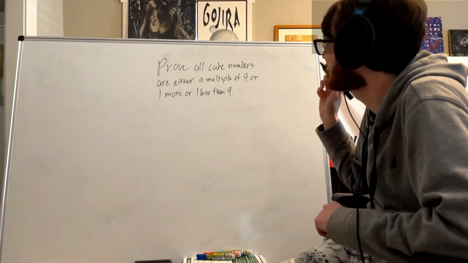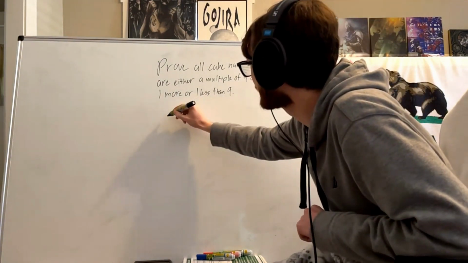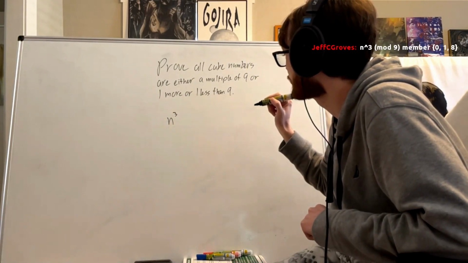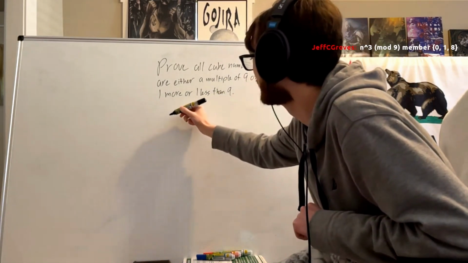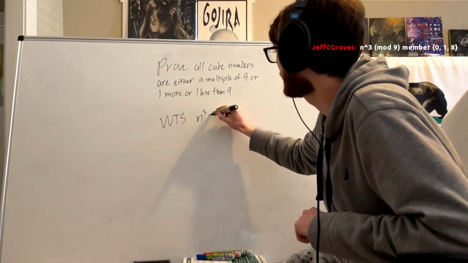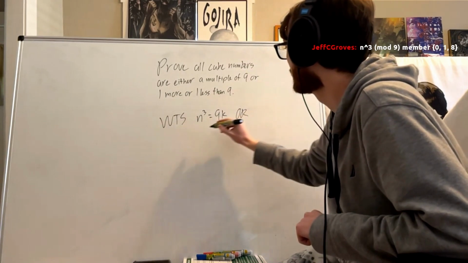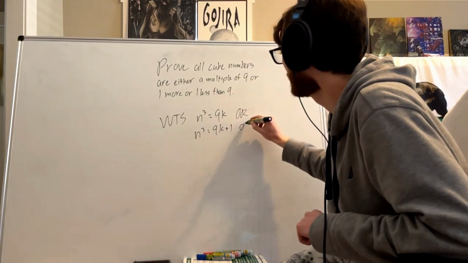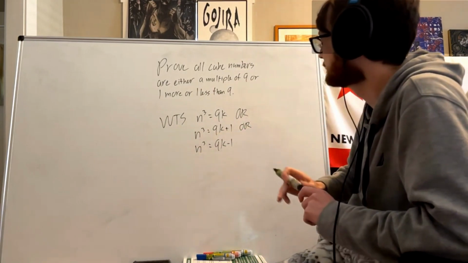Okay, so I guess we would take our cube number as, let's just say, n cubed, and we would want to show that n cubed is equal to 9k, or n cubed is equal to 9k plus 1, or n cubed is equal to 9k minus 1.